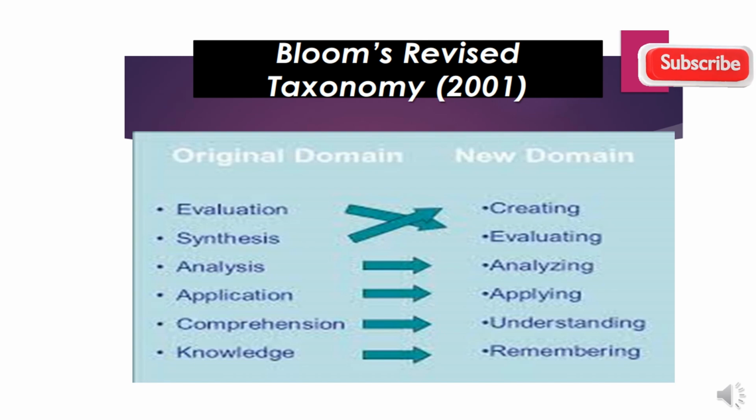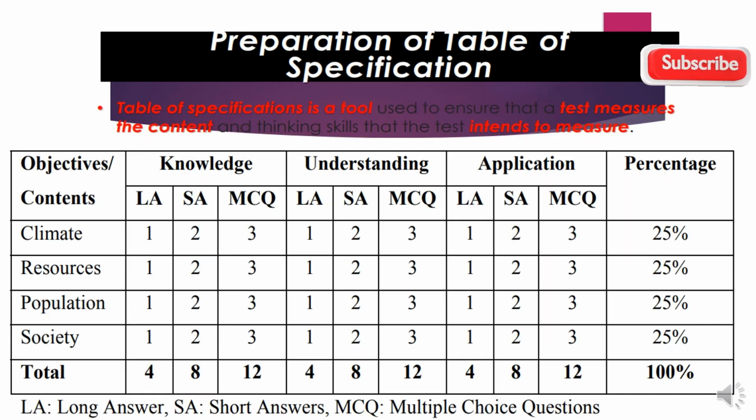Bloom's taxonomy, Bloom's revised taxonomy. Now the table of specification. A table of specification is a tool used to ensure that the test measures the content and the thinking skills that the test intends to measure. So we have objectives or content like climate, resources, population, society, and then the total number. And we have knowledge, understanding, and application. In this, we have long answer and short answer as well as MCQs in these three columns. And the last, we have the percentage table.